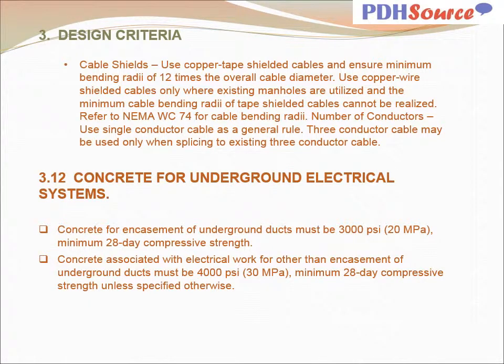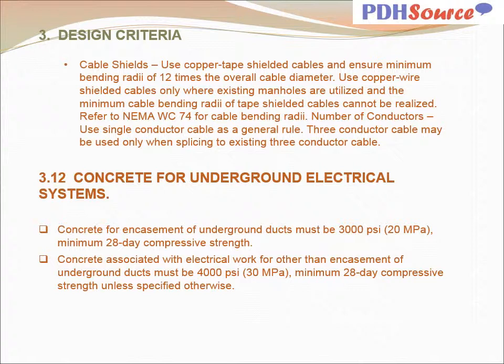Use copper tape shielded cables and ensure minimum bending radii of 12 times the overall cable diameter. Use copper wire shielded cables only where existing manholes are utilized and the minimum cable bending radii of tape shielded cables cannot be realized. Refer to NEMA WC74 for cable bending radii. Use single conductor cable as a general rule. 3-conductor cable may be used only when splicing to existing 3-conductor cable.